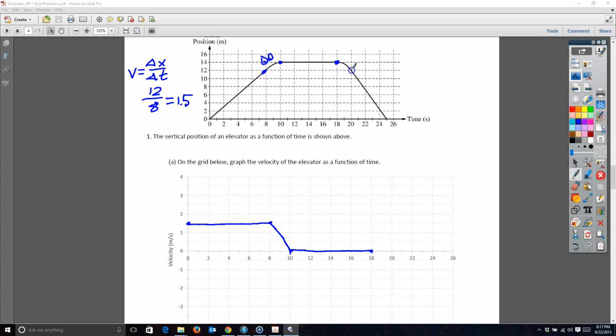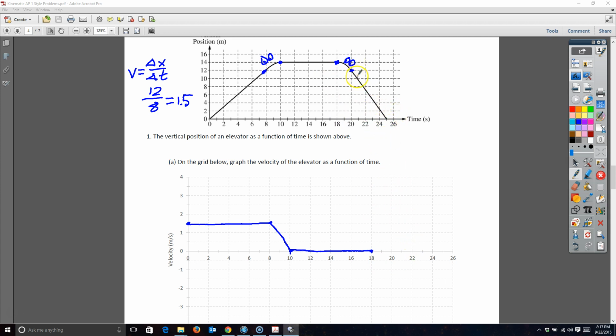How about from 18 to 20? Looks like it's doing the same thing. We've got another frowny face here, so it's got to be decelerating. We've got a curve that slopes facing down. So let's go ahead and skip the 18 to 20 for right now, and go from 20 to 25.